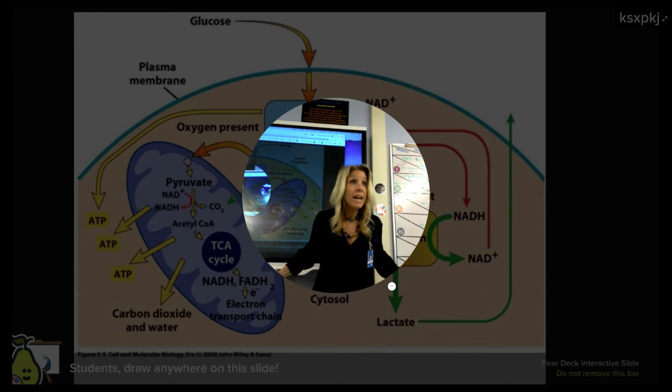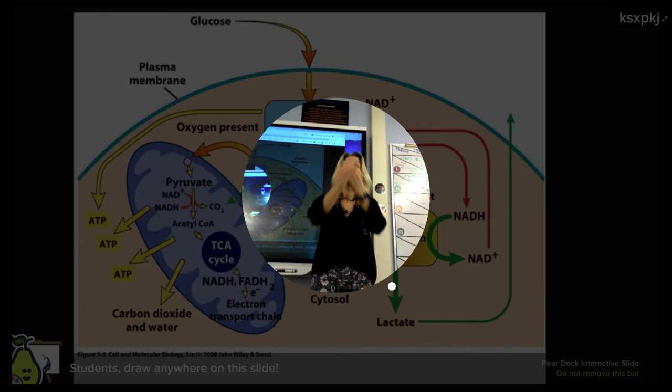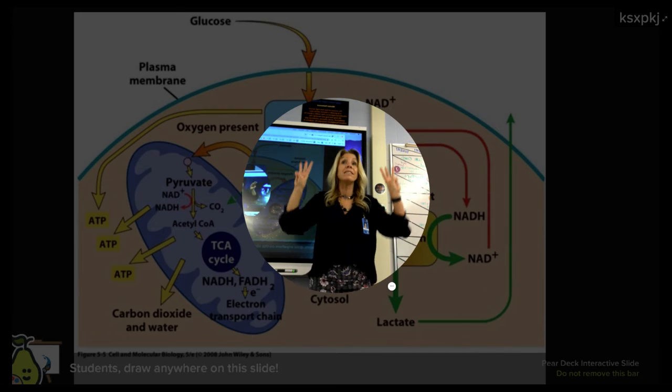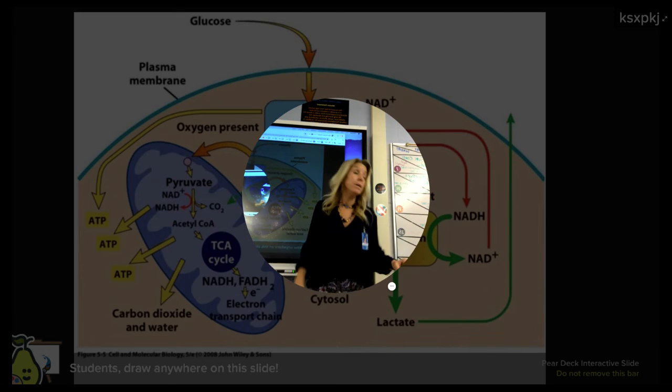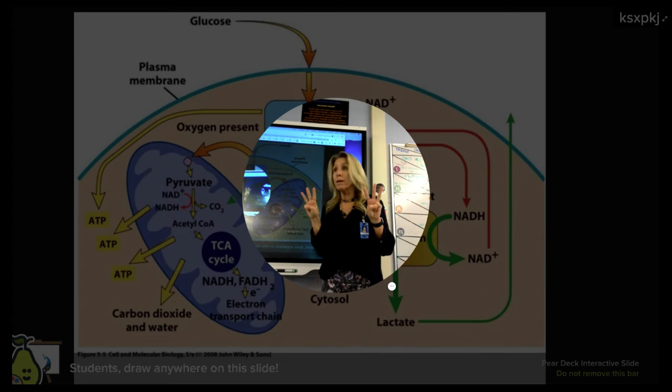What are you going to do? Break it in half. How many steps? 10. How many enzymes? 10. What are these called? 2 pyruvic acids. And you reduce some NAD and make some ATP. 2. Oh, we have plenty of oxygen. What should we do? Aerobic respiration.